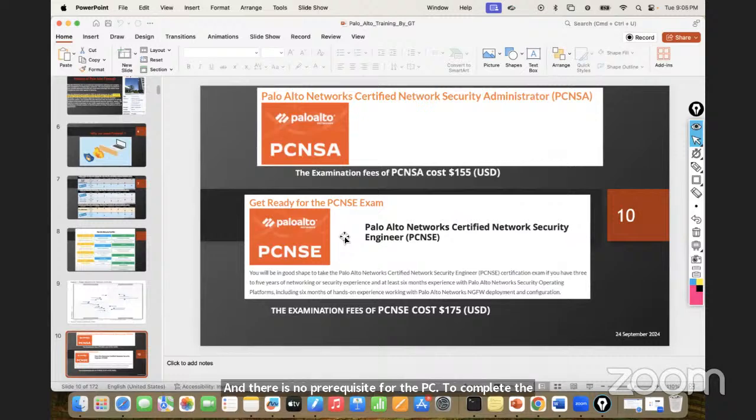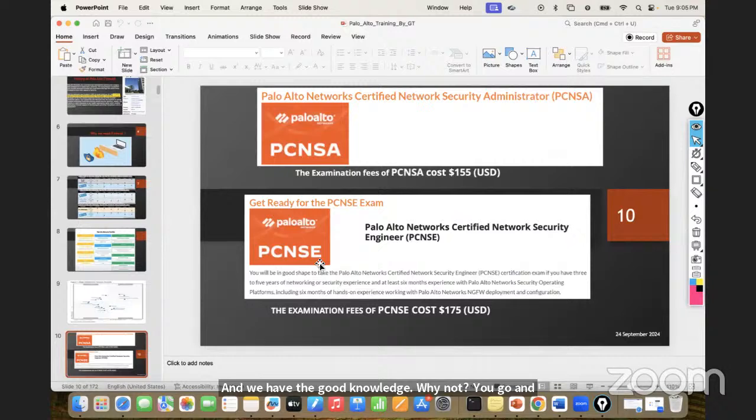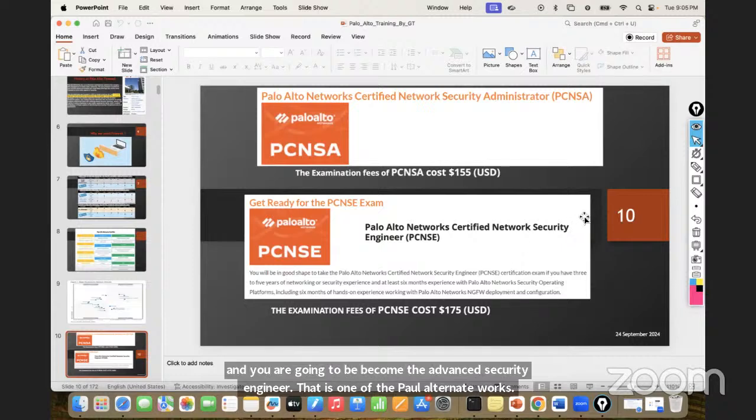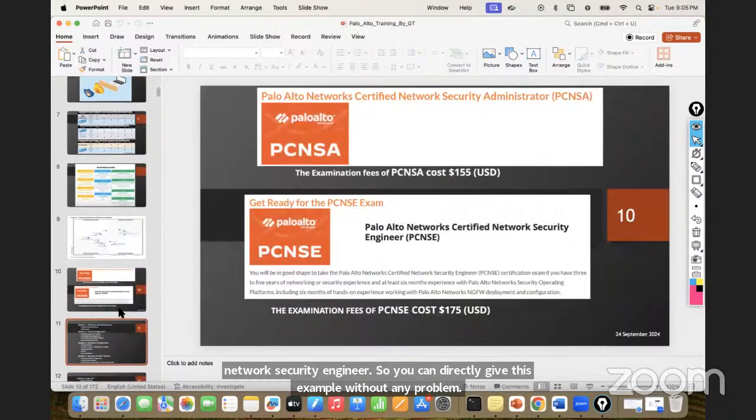So PCNSA is more about the basics. I would recommend that once you complete the learning and you have good knowledge, why not choose the PCNSE instead of the PCNSA? The PCNSE is going to cost you around $175, and you are going to become an advanced security engineer, known as the Palo Alto Networks Certified Network Security Engineer. So you can take this exam directly without any problem, and you can save some cost as well.